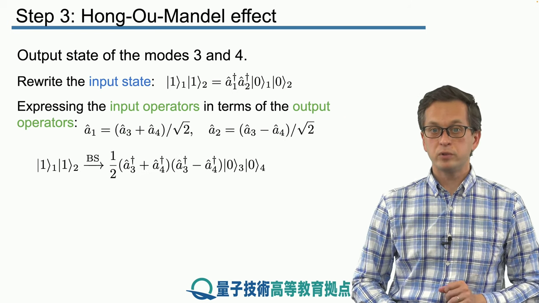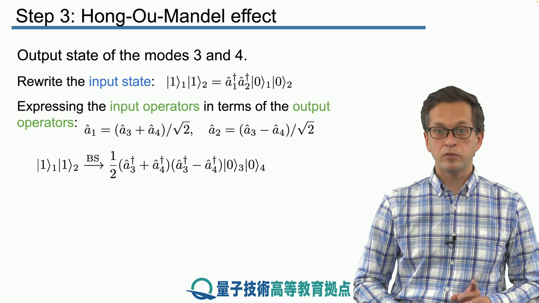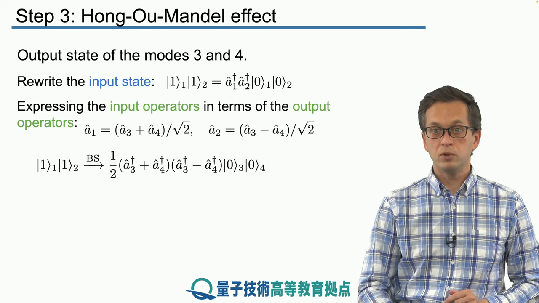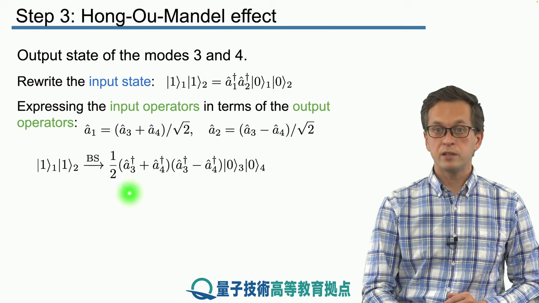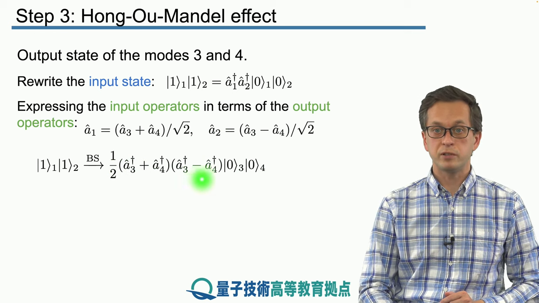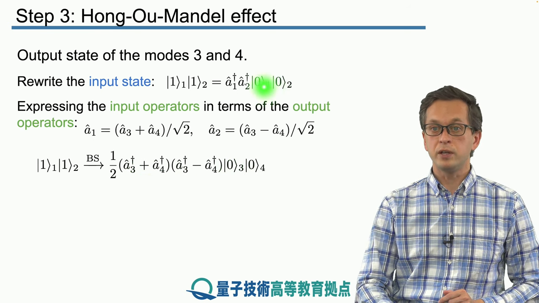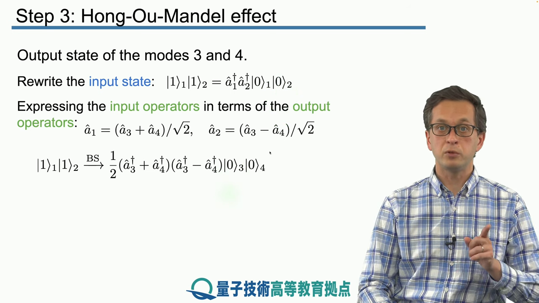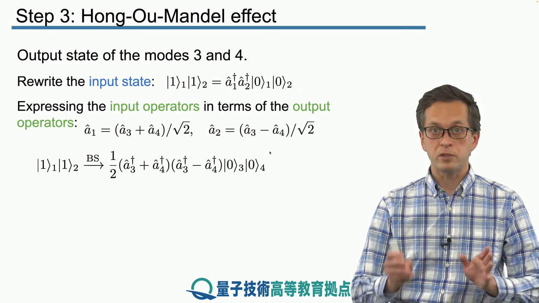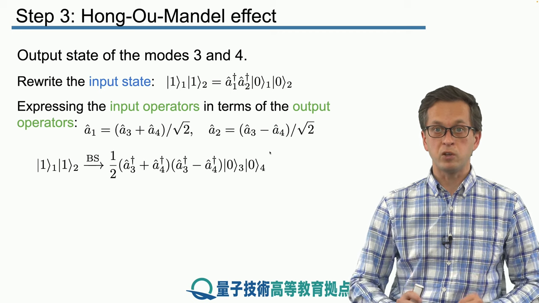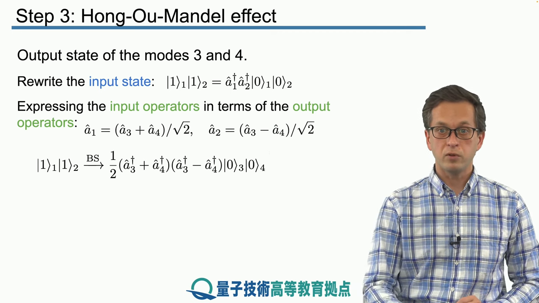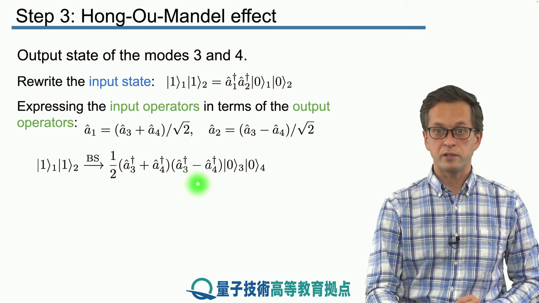So our input state, one photon in mode 1 and one photon in mode 2, is transformed into the following state after the application of the beam splitter. Here we're just substituting for A1 and A2, but we are not acting on the input state, vacuum in mode 1 and vacuum in mode 2. We are acting on vacuum in mode 3 and vacuum in mode 4, because initially those modes are also in vacuum. There are no photons present. The photons get created by these operators here.